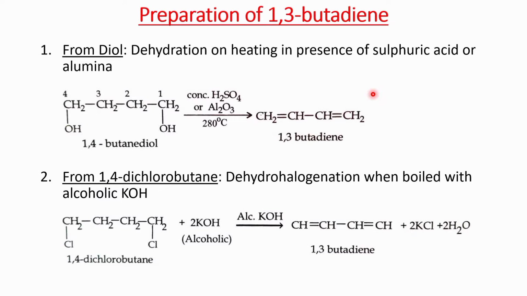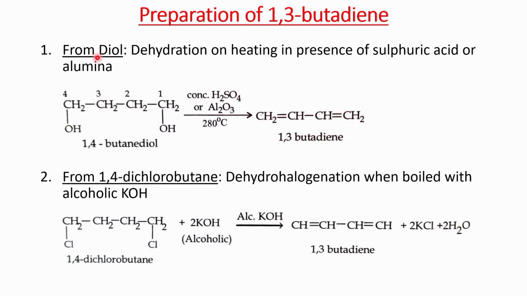Then let us see the preparation of 1,3-butadiene. It is an example of a diene. 1,3-butadiene is a molecule having double bonds at the first position and third position. So this 1 and 3 indicates the position of the double bonds, and this is a butane molecule. That's why it is named 1,3-butadiene. Let us see the preparation of this 1,3-butadiene.